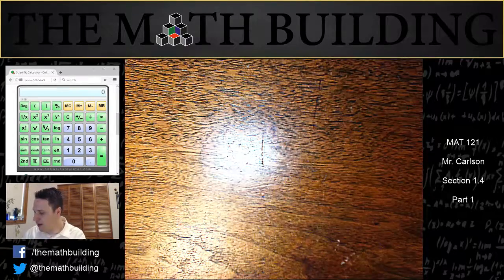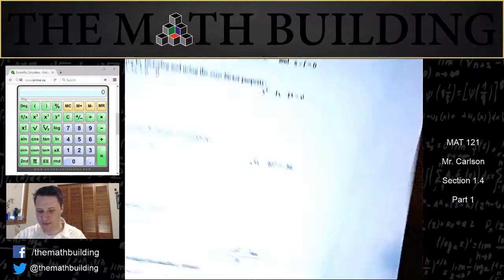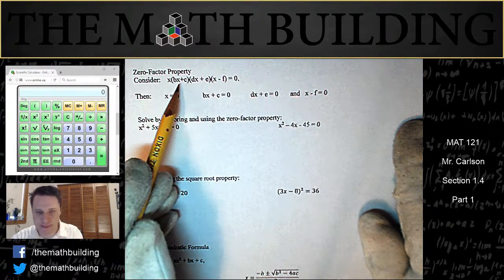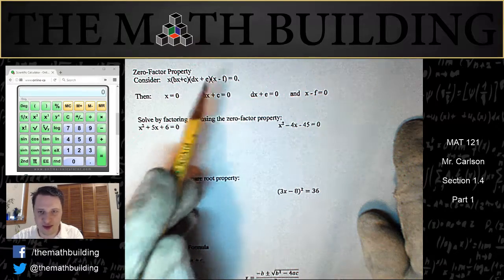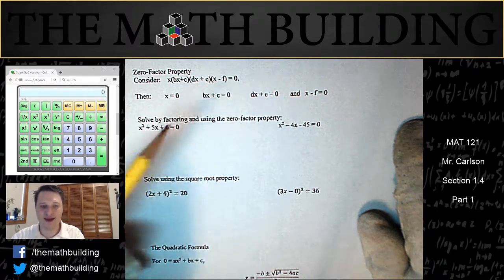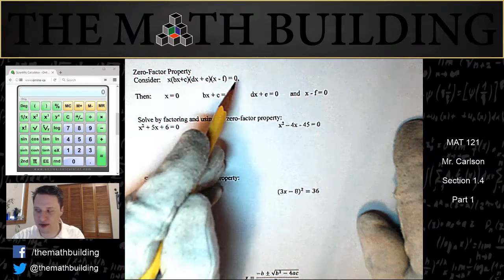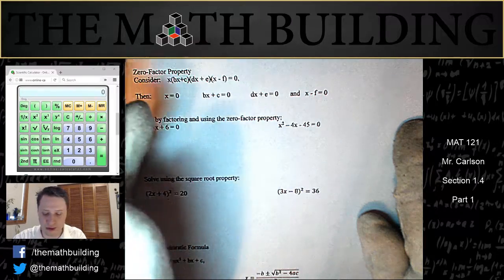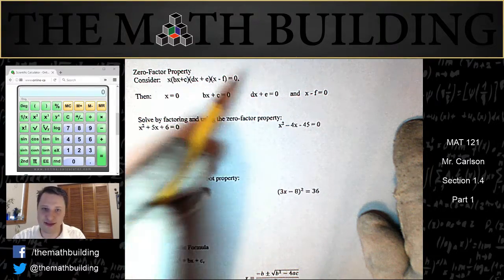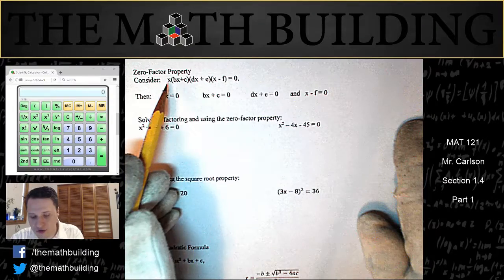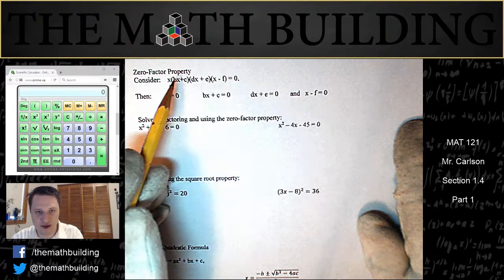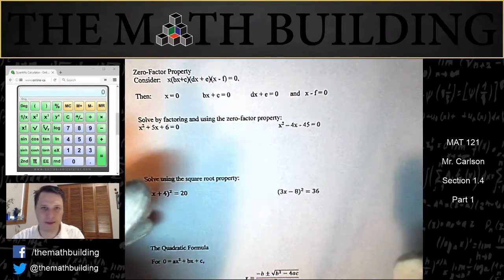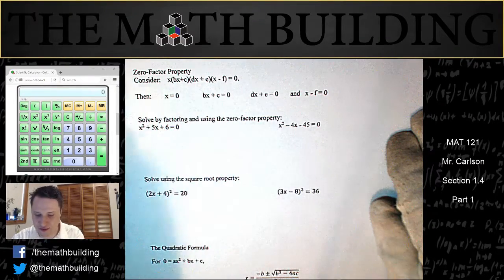So let's take a look at what the actual zero factor property states. Consider this polynomial: x times (bx plus c) times (dx plus e) times (x minus f) equals 0. Now this is really important. This only works if we really are equal to 0. If it's a number right here, this is not going to work. You need to move the number over, then you could factor, then it might work. Also notice this is completely factored. Everything is in parentheses, and if I wrote plus 3 right here, that'd be bad. It has to be completely factored.